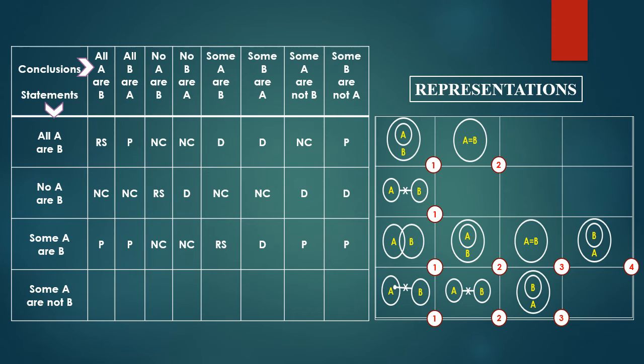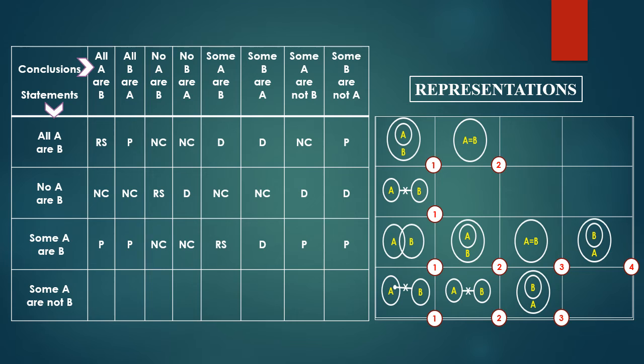Same way, all B are A. All B are A is a possibility in the third and fourth diagrams, whereas not in the first and second diagrams. That's why it is a possibility. No A or B, no B or A. None of the diagrams shows A and B as a disjoint set. That's why both are no conclusion.